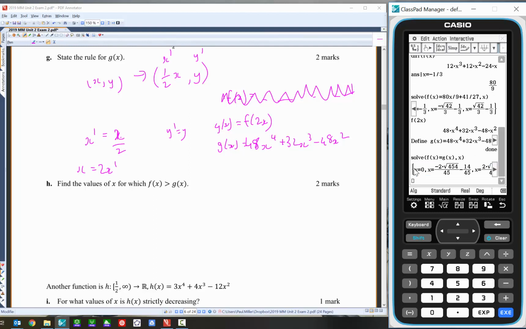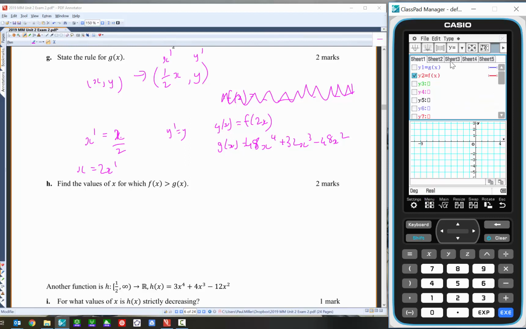All right, and so this one's hard to see. So what I would do then is go, all right, so when is f of x, the original function, larger than g of x? Let's find out. So this is a great opportunity to use graph and table. Okay, right, so let's see, I've done a bit of earlier work here. In fact, I might just clear this stuff out.